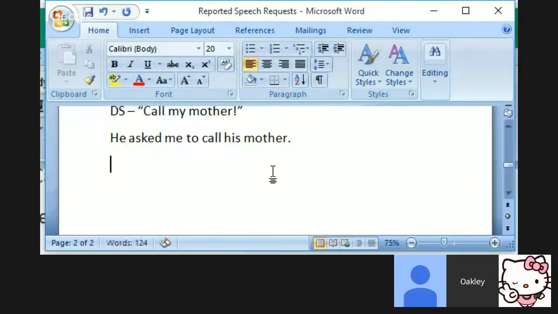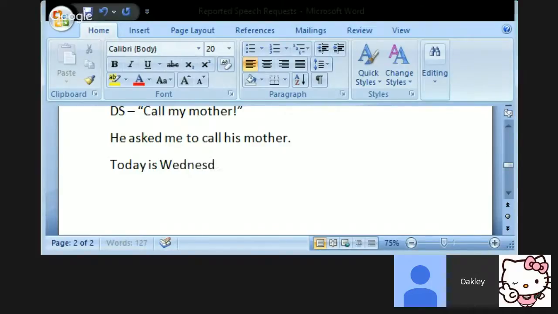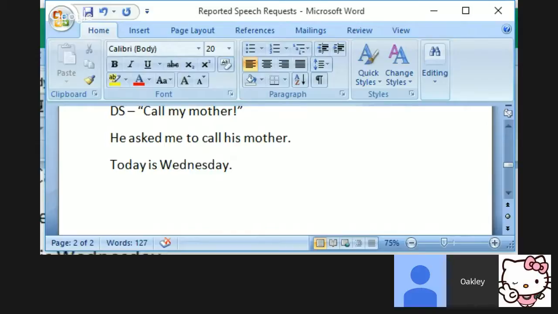Let's throw something else, another element, in here. Try to follow me here, and I'll try to follow myself. The situation: today is Monday, let's say. I know today's not Monday. Let's use today. Today's Wednesday. If the direct statement were, somebody said, "Meet me here tomorrow at this time."